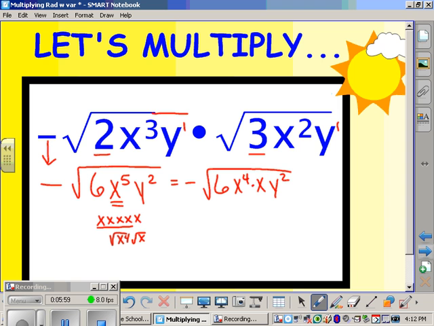Now if you look at what's under the radical, we have 2 perfect squares. The 6 and the x will remain under the radical because the 6 cannot be broken down any further using a factor tree, and neither of them are perfect squares. So let's take the square root of x to the fourth and y squared by dividing their exponents by 2. This leaves us on the outside, besides the negative sign, x squared, and for the y, when we divide its exponent by 2, we would simply have y to the first, or y.